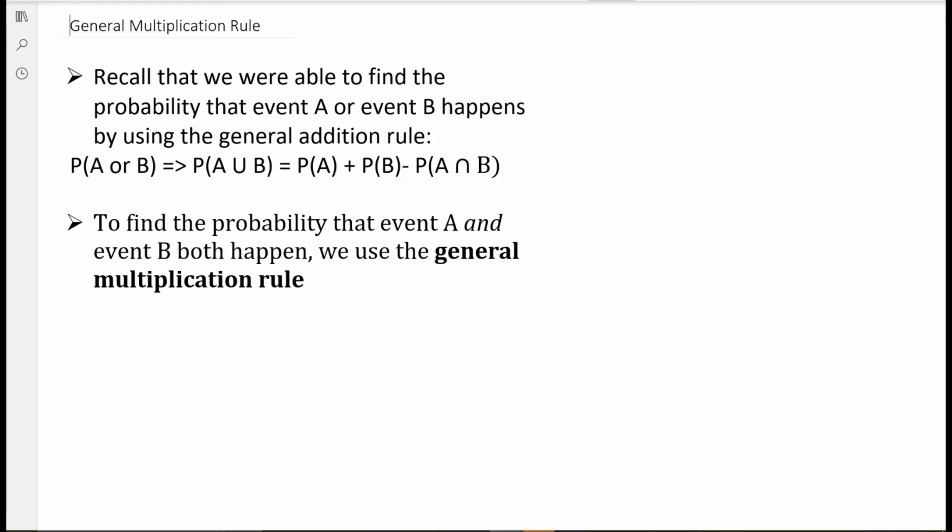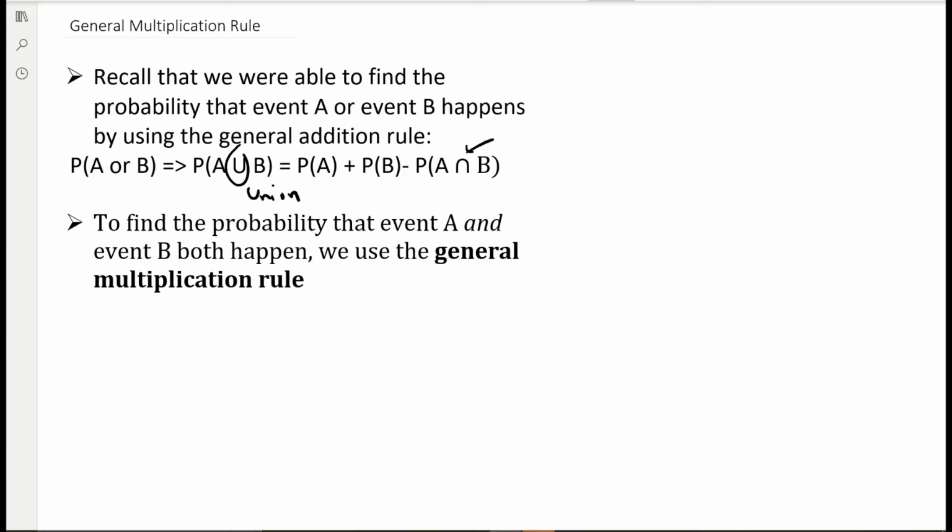So let's talk about the general multiplication rule. Remember that in last lesson we were able to find the probability that event A or event B happens by using what we call the general addition rule. So the probability of A or B, which is the same as the probability of A union B, recalling that this is the union symbol, and we simply added the probabilities. So we added the probability of event A plus the probability of event B, and then we got to take away what they have in common.